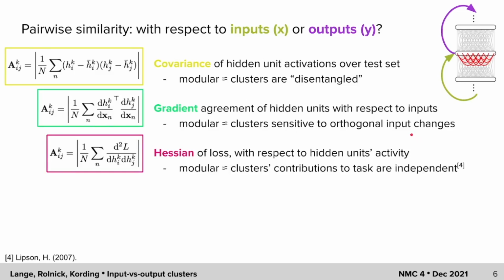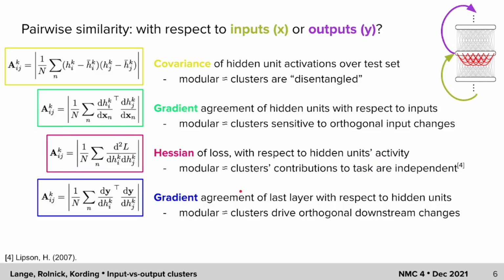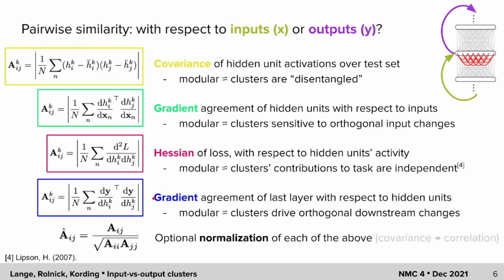Our first output-oriented method quantifies pairwise functional similarity using the absolute value of the Hessian of the loss for a particular task. And our second output-oriented method, like the first gradient method I described, looks at the dot product between two gradients, but now using the output layer of the network rather than the input layer. Finally, we considered a normalized version of each of these methods. Importantly, each of these methods for quantifying pairwise similarity between units corresponds to a different way of thinking about what it means to have modular functional structure in a network.